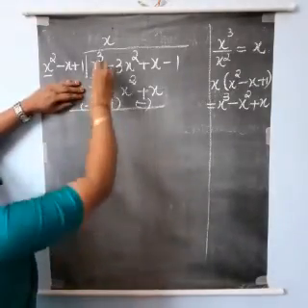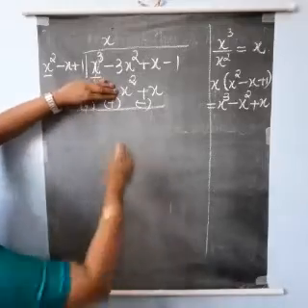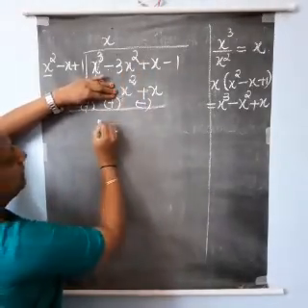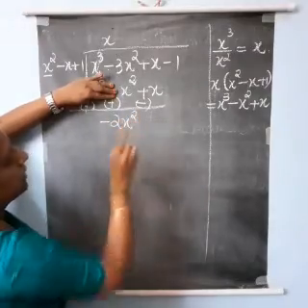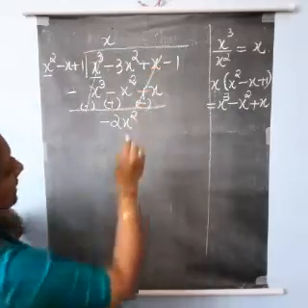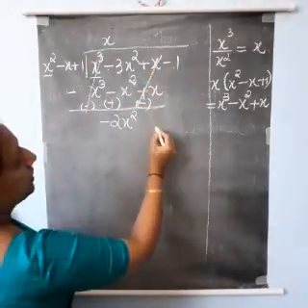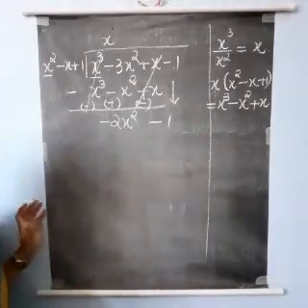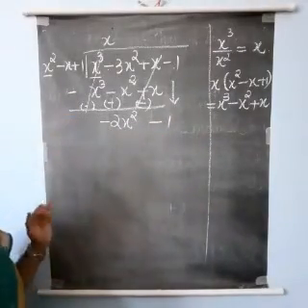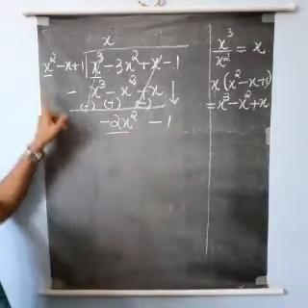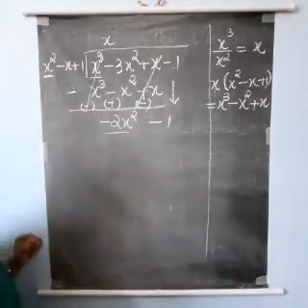x cubed and minus x cubed will cancel out, and minus 3x squared plus 1x squared will give me minus 2x squared. Correct? Now here plus x and minus x will cancel out, and bring down the new term, which is minus 1. Now same steps we will repeat. Underline the first term that is here, yes, and underline the first term that is here, and divide.